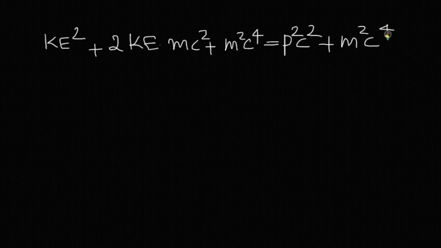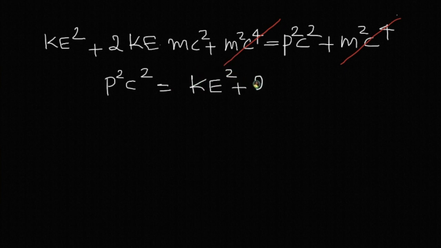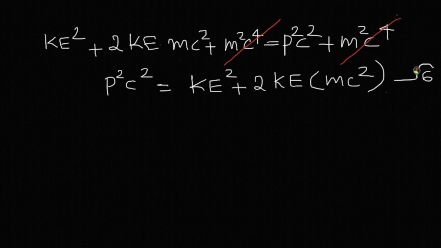Now we may cancel m square c raised to 4 here, and here also there is an m square c raised to 4, and we finally get the expression relating p square c square. So just rearranging, p square c square is given by kinetic energy square plus 2 times kinetic energy into mc square. Let this be equation number 6.